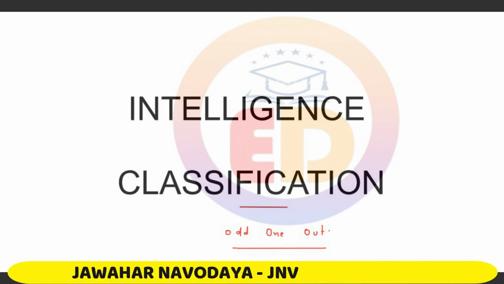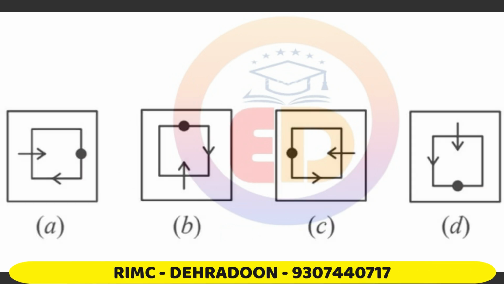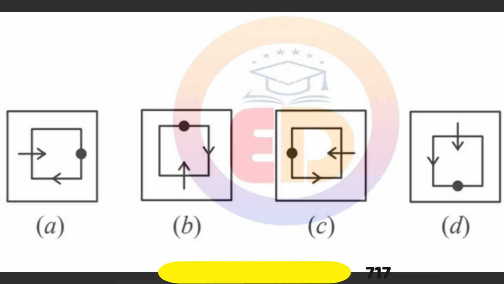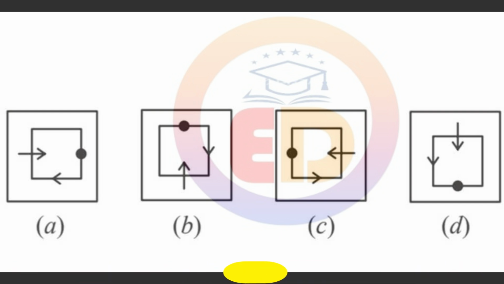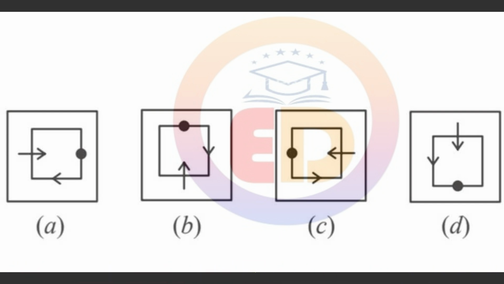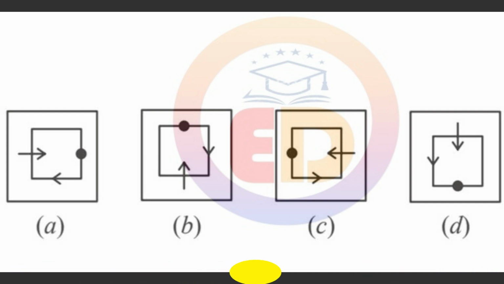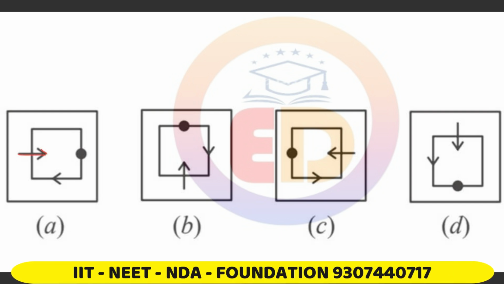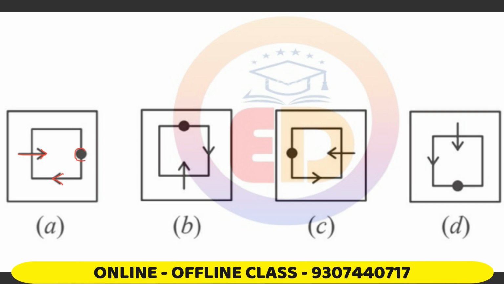Moving on to another question on classification, odd one out. Let us continue with the next question. We can see that there are 4 figures and we have to find out the odd figure. If you look at the figure, every figure has 2 arrows. And there is a circle which is at the boundary of this square shape.